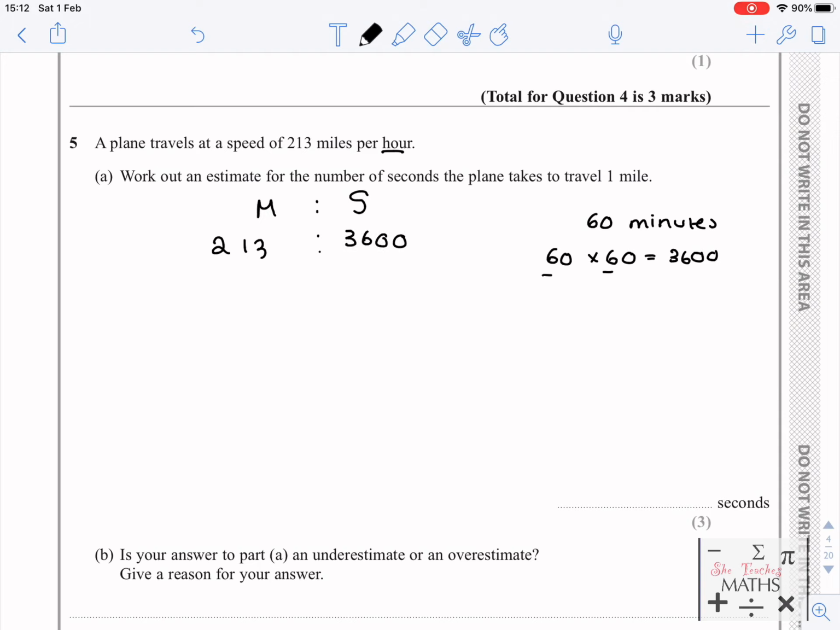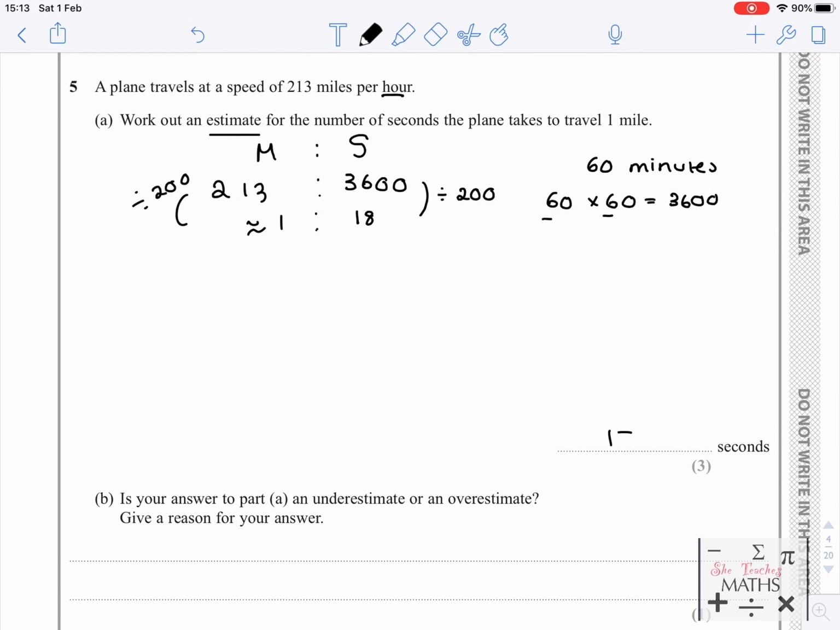And remember, it says estimate. And the way we're going to find out how many seconds it takes for 1 mile is to divide by 213. What we will do is we'll just divide by 200. So divide by 200 here, and you'll get 18. And then I took off, because there's 2 zeros, I took them off. And then obviously dividing this by 200 would give you approximately 1. It won't obviously be 1, but that's what we were trying to get to. So approximately it's 18 seconds.